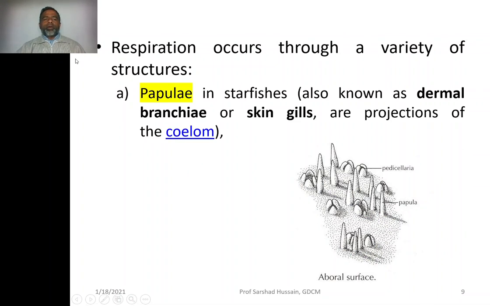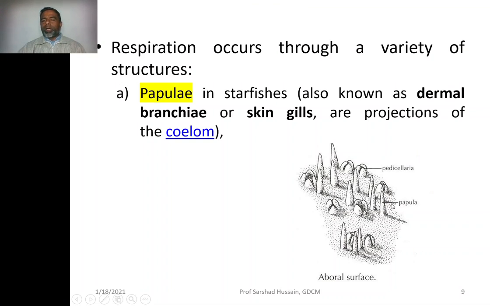Respiration occurs through a variety of structures like papulae. You can see these are the papulae. So papulae are present in the starfish. What are the papulae? Papulae are also called dermal branchiae or skin gills. They are basically projections of the coelom on the body. So on the body, the body cavity, the coelom, is projected outside, and this projection through the papulae is meant for respiration, so that gases from the outside water will be diffused into the body.